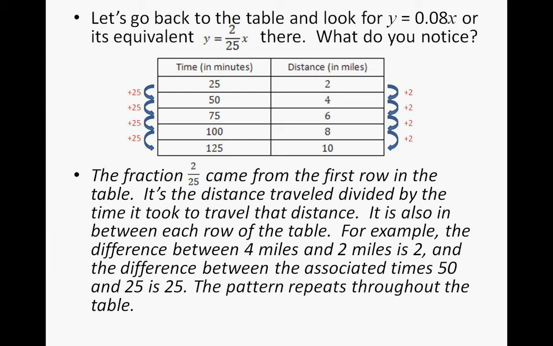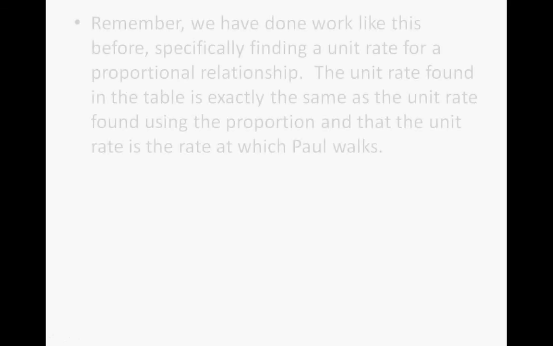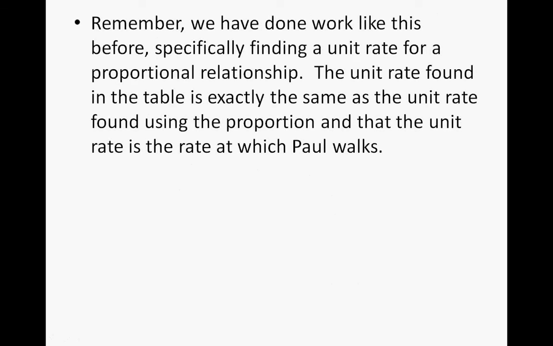So if you notice that every time we move to the next row we add 25, and every time we move to the next row here we add 2, which is again repeated addition or multiplication. So remember, we have done this work before, specifically finding a unit rate for a proportional relationship. The unit rate found in the table is exactly the same as the unit rate found using the proportion, and that the unit rate is the rate at which Paul walks.